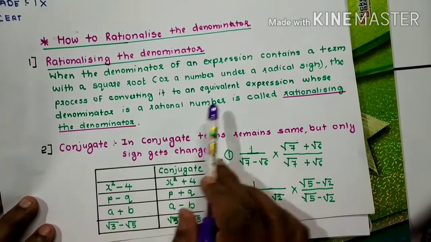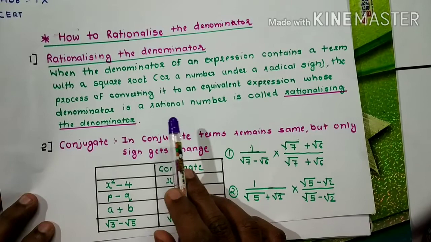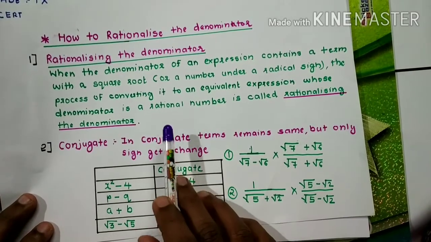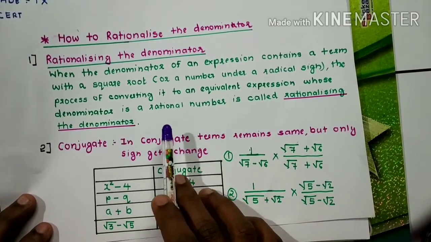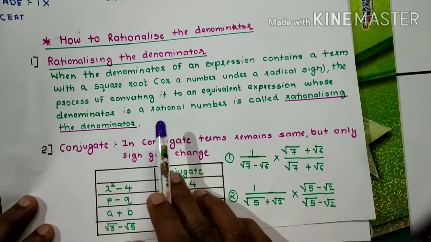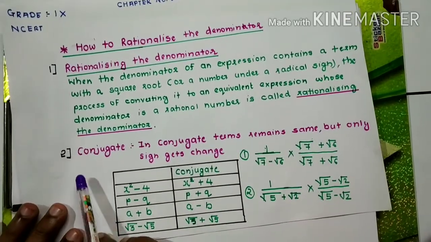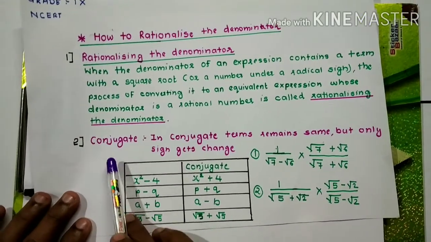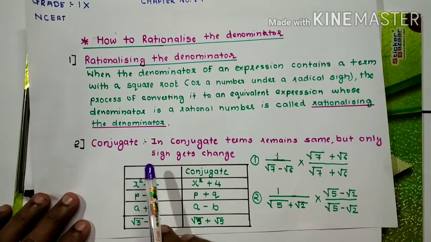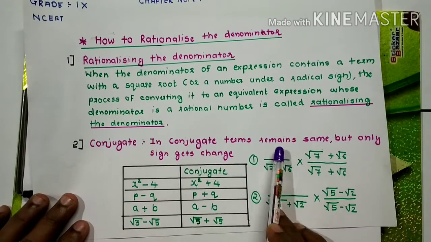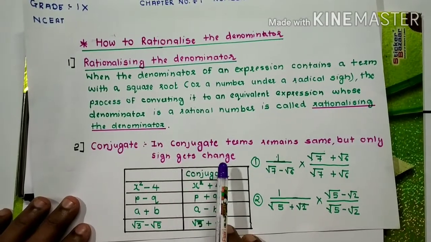So this definition is a little lengthy. When I teach examples of how to rationalize the denominator, at that time you all will understand the meaning of rationalizing the denominator. So let us take the second point, that is conjugate. In a conjugate, terms remain the same but only the sign gets changed.